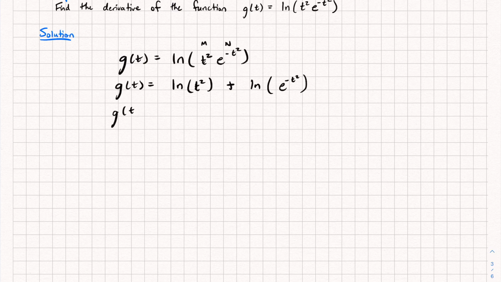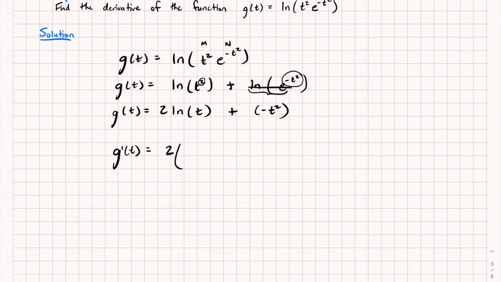I'm going to bring this 2 to the front. So I have 2 times ln of t plus, now here, this uses one of the properties with ln's and e's. The fact that ln and e are inverses means that these are going to cancel. What I'm left with is just this negative t squared. Everything's been fully expanded. We can now go through and derive. This would be 2 times the derivative of ln of t, which is 1 over t, minus 2t. So essentially, this becomes 2 over t minus 2t.